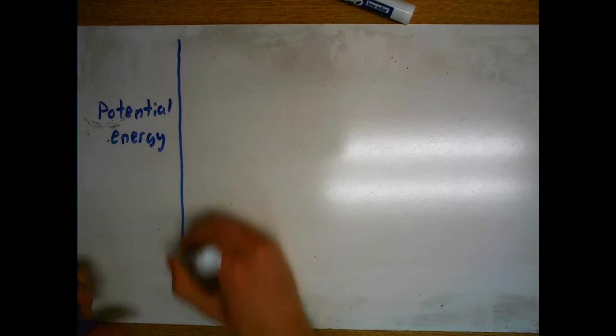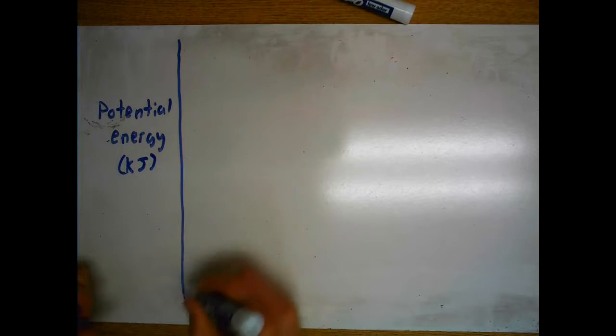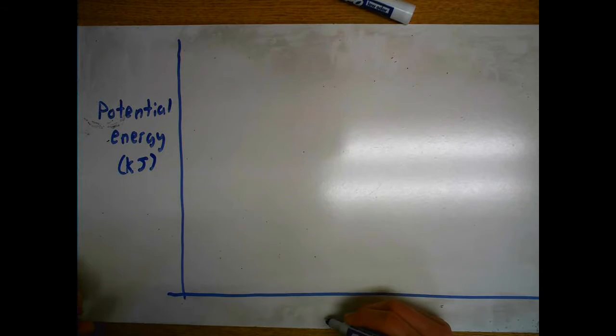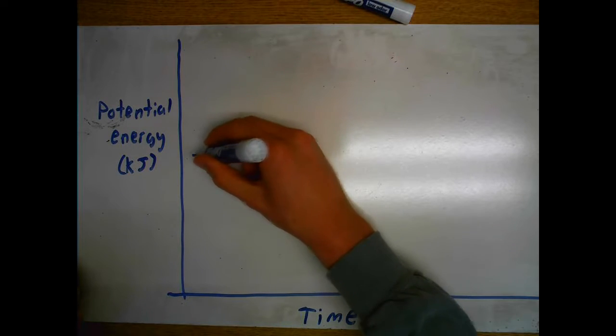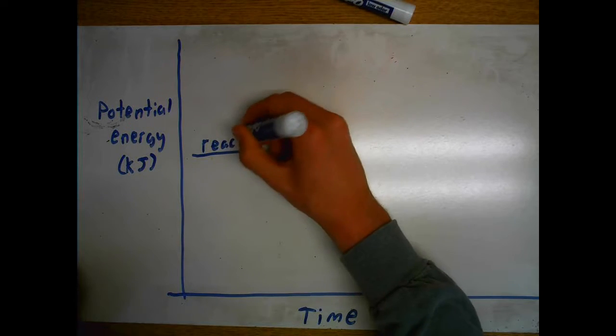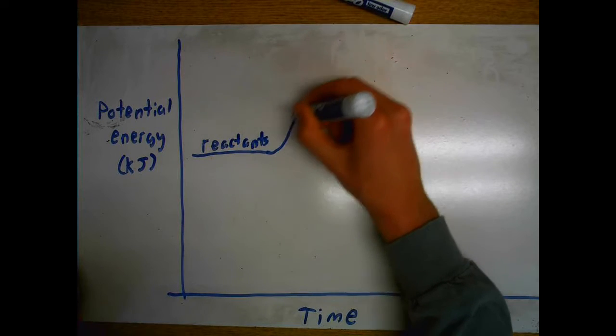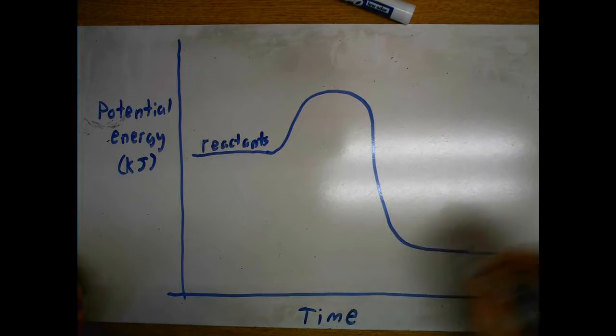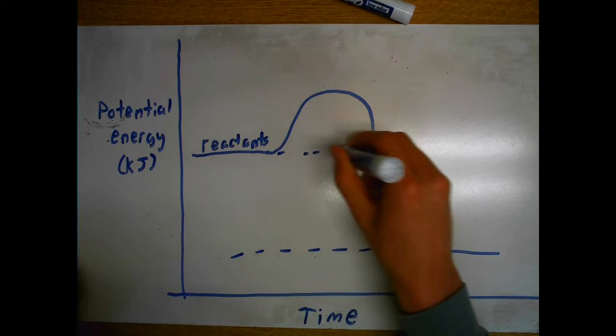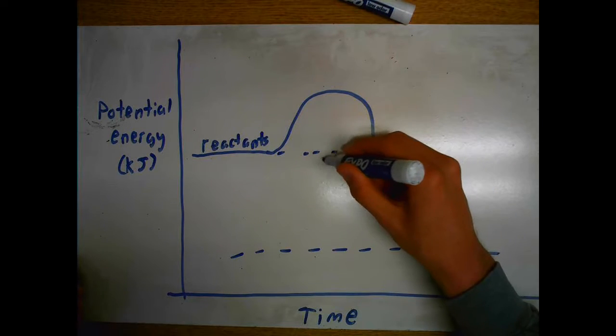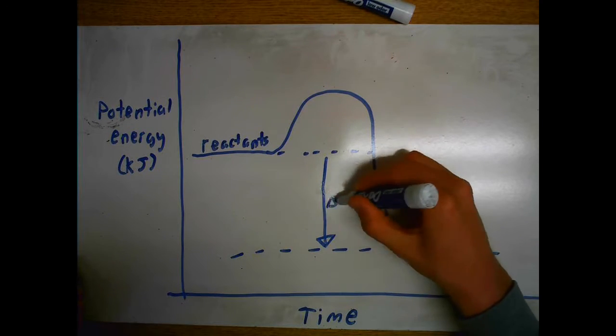Energy diagrams have a vertical axis of potential energy in units of kilojoules or joules, and a horizontal axis of time in any unit. During an exothermic reaction, the potential energy of the reactants is higher than the potential energy of the products. The difference in these two potential energies represents the change in enthalpy, and we can see that in an exothermic reaction, the change in enthalpy is negative.